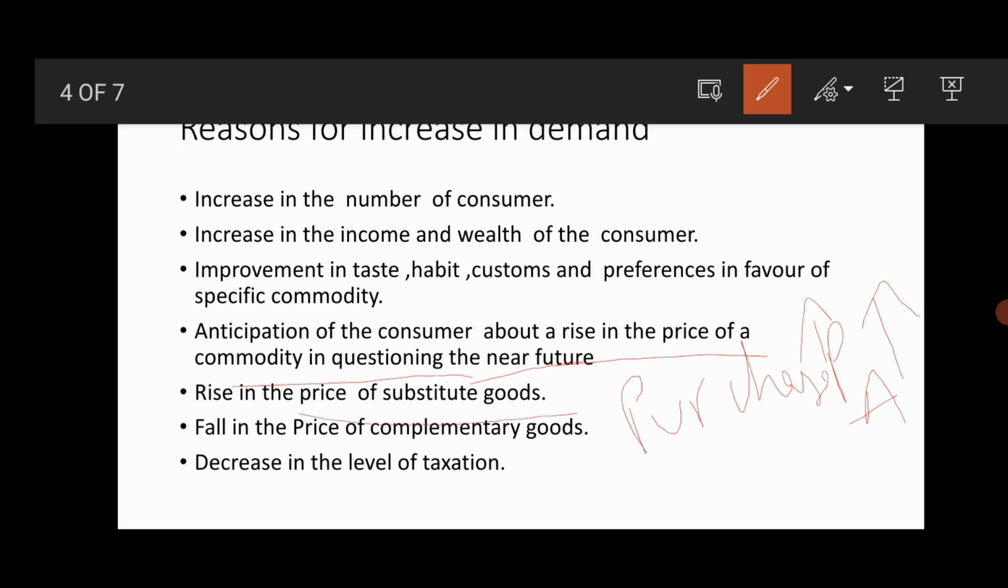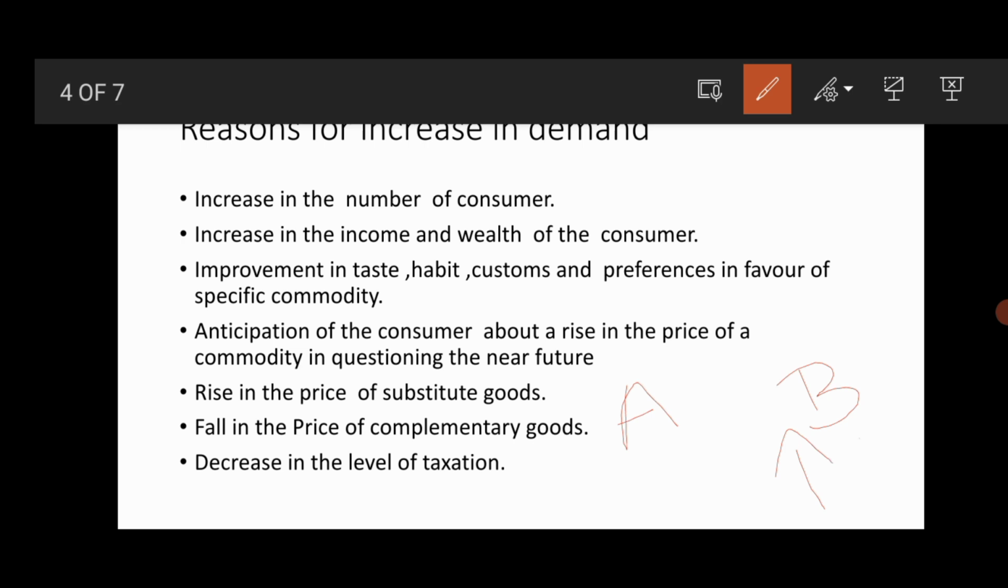Rise in the price of a substitute. Take an example that there are two commodities, A and B. There is an increase in the price of commodity B. Now what happens?